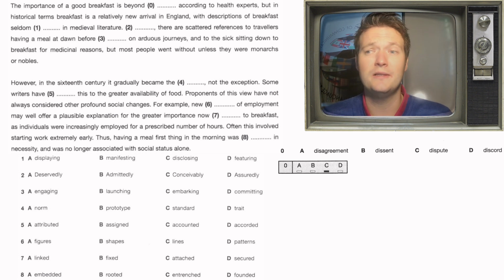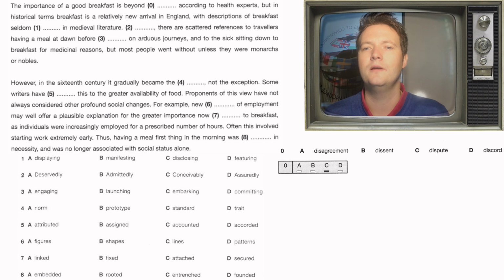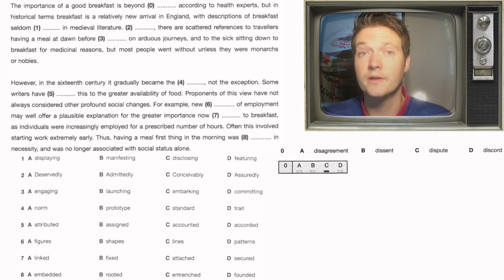Descriptions of breakfast seldom disclosing in medieval literature. Well, I can disclose some information to people. It's like to reveal something. But again, I don't think it can be an intransitive verb. I don't think a description can disclose. No, that doesn't make sense. Featuring, I think, is the word. Yeah, featuring, appearing, basically. Seldom featuring in medieval literature.